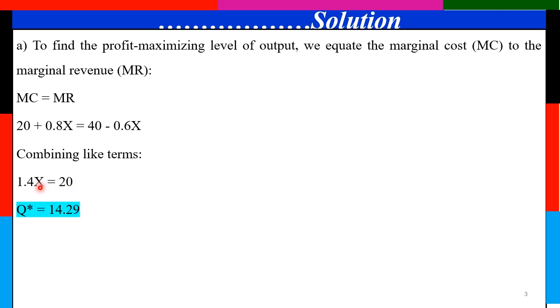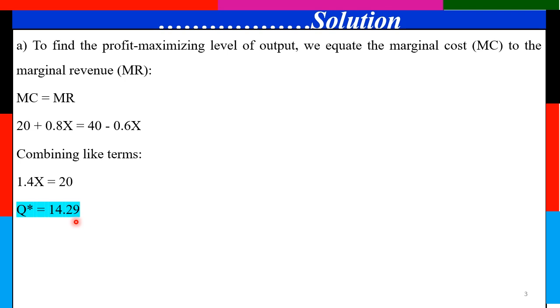Solve for x. 1.4x is equal to 20, so x is equal to 20 over 1.4. Then you can get the quantity of X, which is 14.29. This is the output at profit maximizing level, or at market equilibrium: the quantity is 14.29.